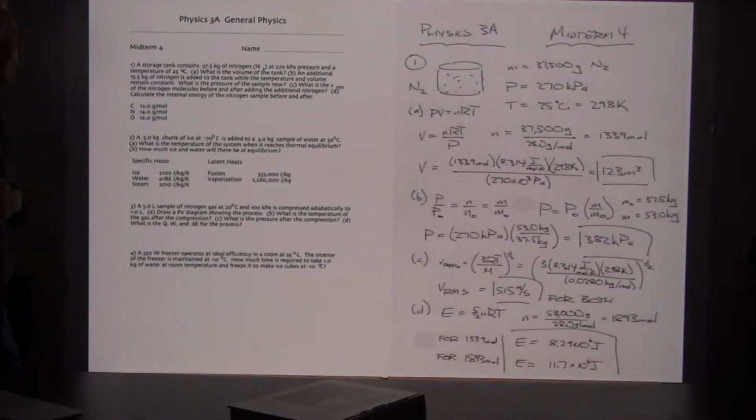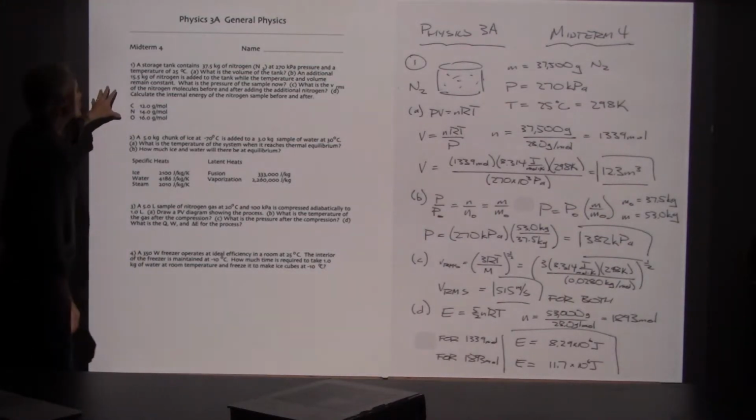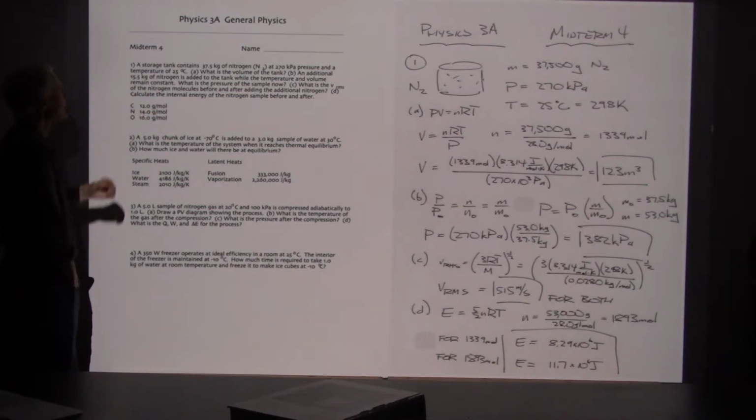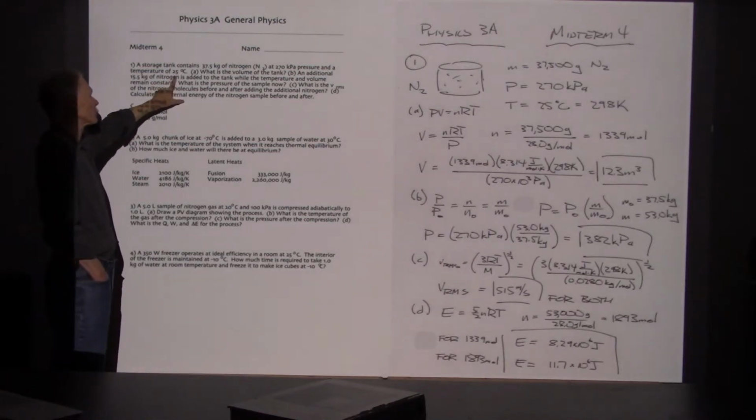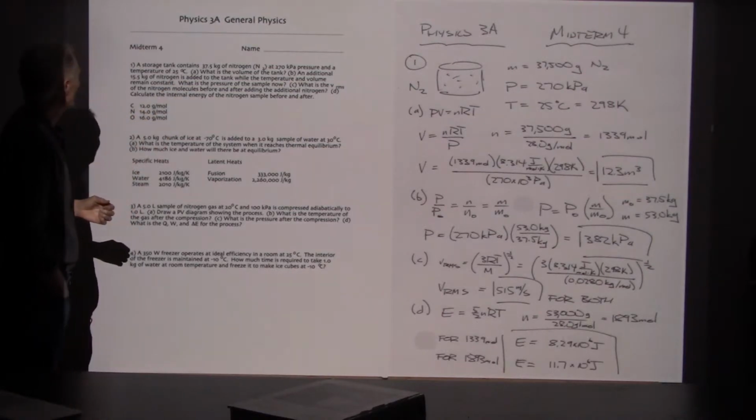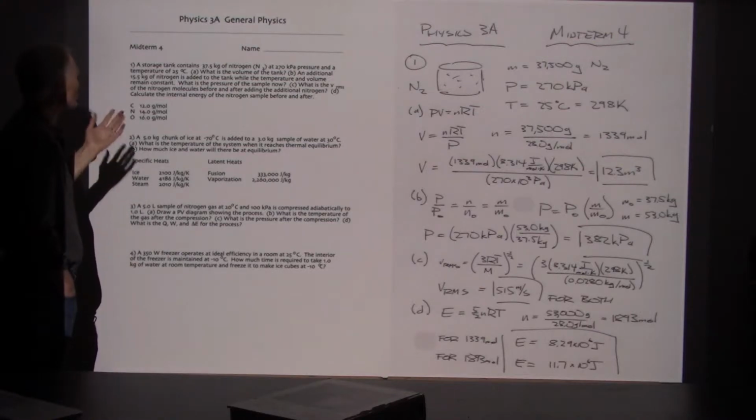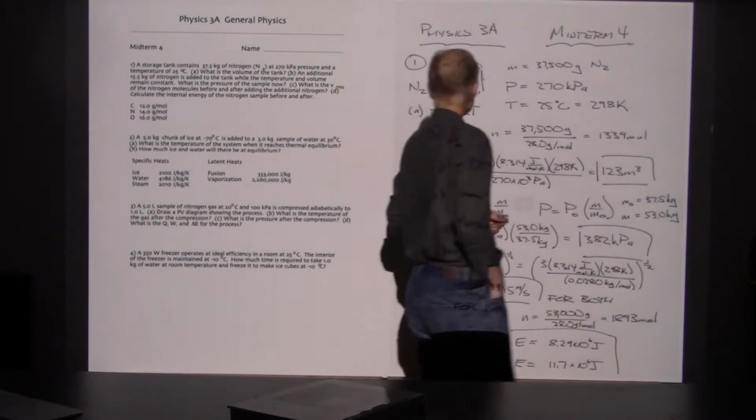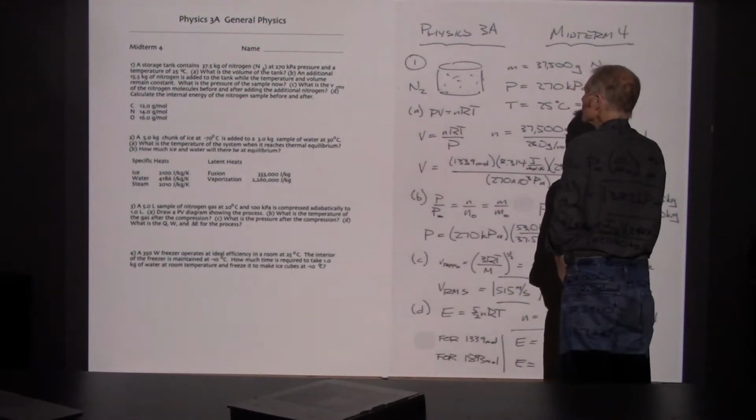All right, first problem, coming from chapter 17 maybe, using the ideal gas law. We've got a storage tank with a bunch of nitrogen inside at 270 kilopascals pressure, and a temperature. Now that's got to get converted to absolute temperature, into kelvins. And then they start asking questions about this sample of gas molecules. So let's take a look at that.